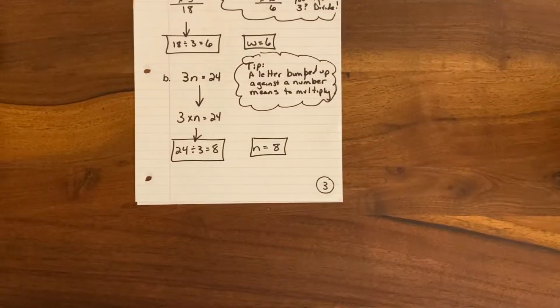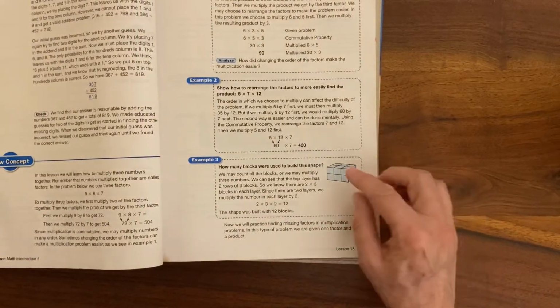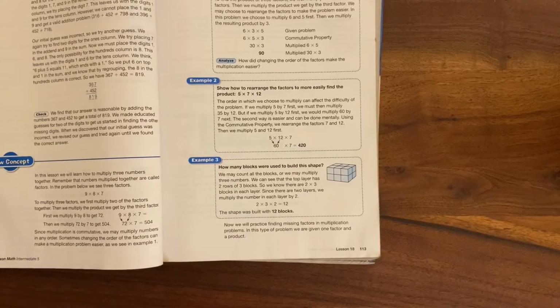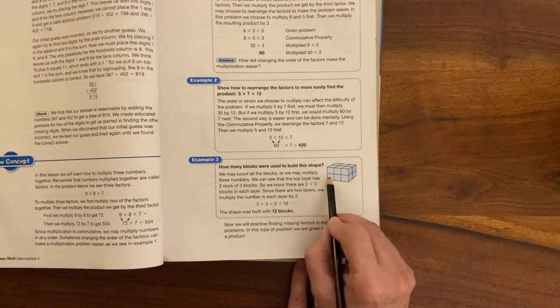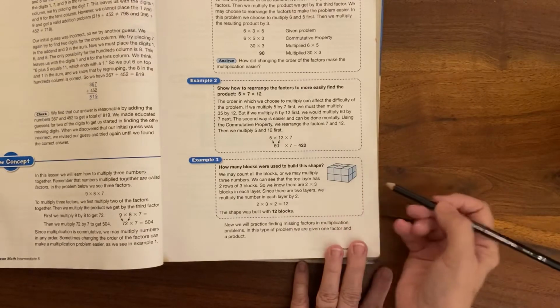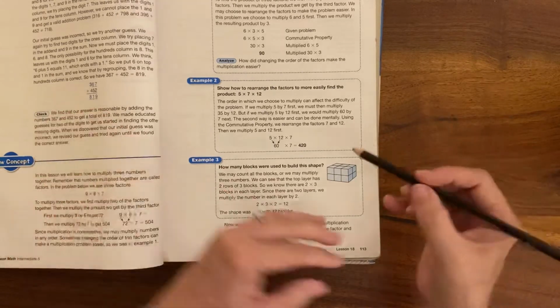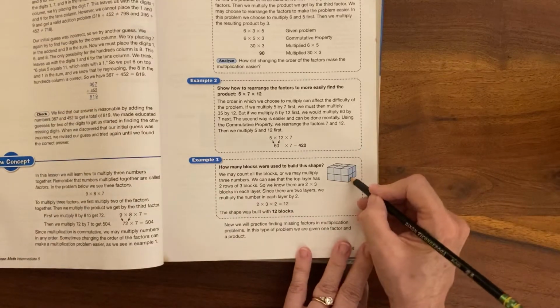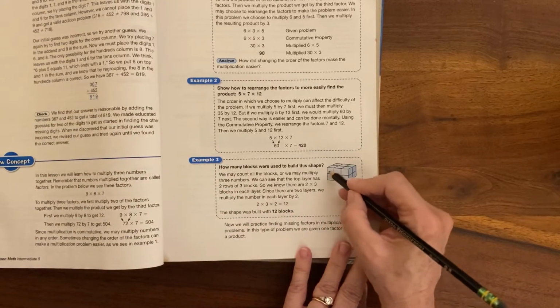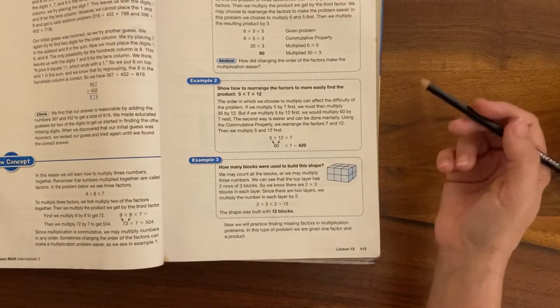Example 3, we're going to do in the book because I didn't draw it out. Let's see. Okay, how many blocks were used to build this shape? So blocks are kind of hard. I know that there's 3 on this side and 2 on that side. So there's also 3 on the other side. So the whole thing about the bottom row. So I've got 1, 2, 3, 4, 5, 6, 7, 8, 9, 10, 11, 12, right? So I know it's going to be my answer.